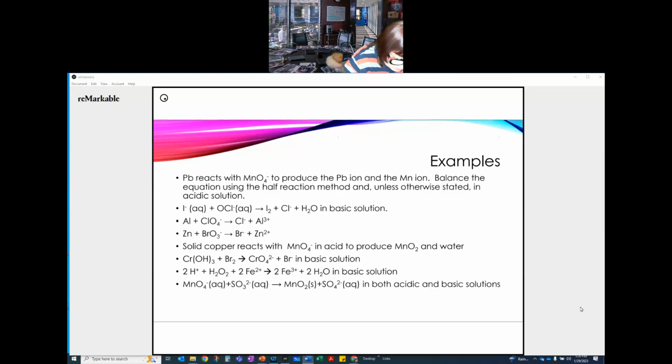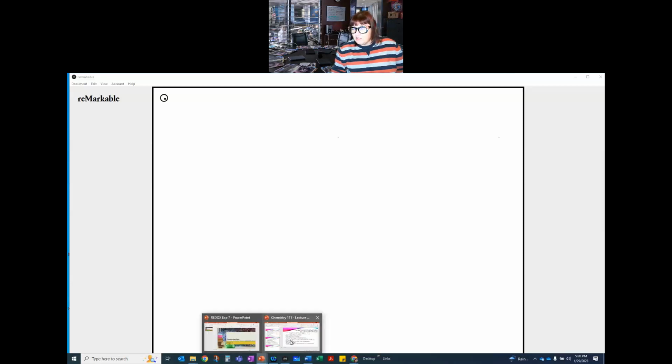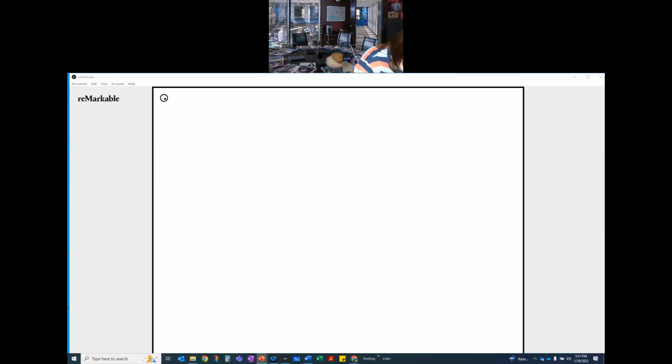Right. Okay, let's get some paper. And again, since I'm no longer looking at my slide here, Pb reacts with MnO4 minus to give me the Pb ion, and it's Pb2 plus, and the Mn ion is Mn2 plus. Okay. So those are the ions that I'm looking at.